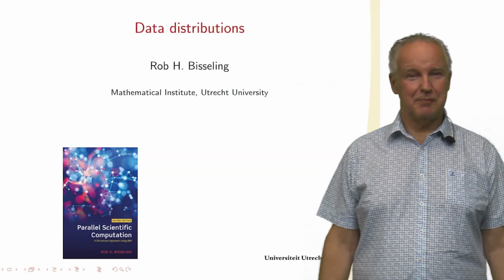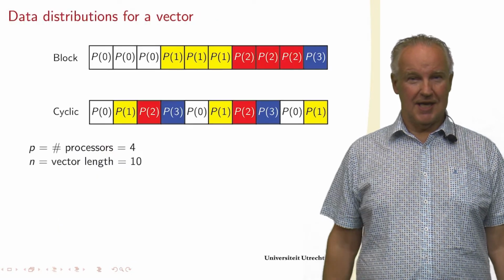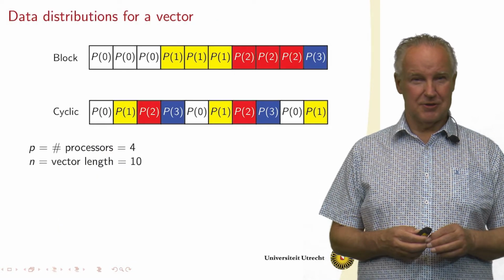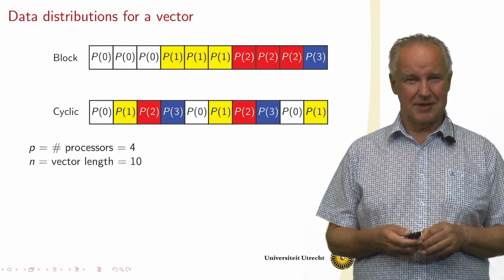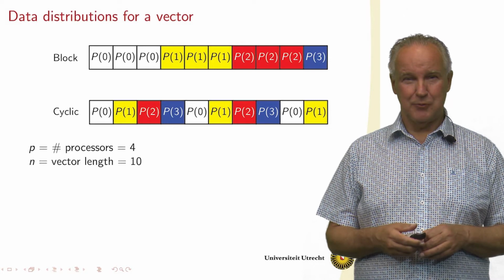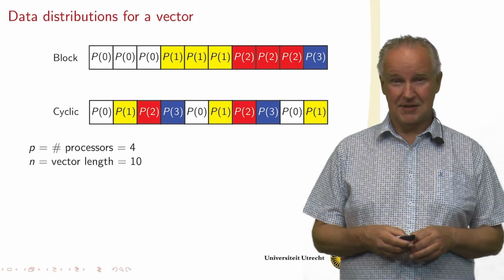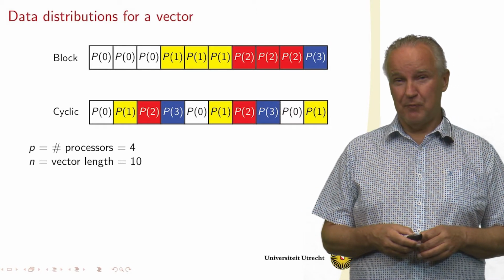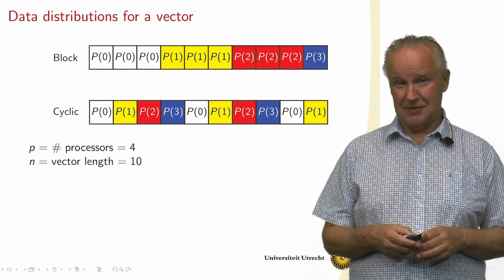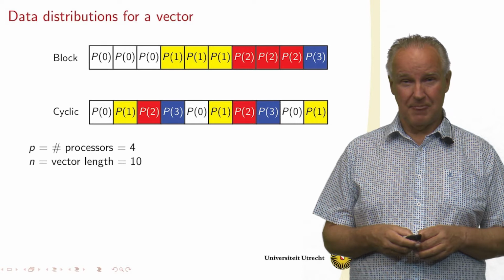In this video, I'm going to explain about data distributions. Here we see a vector with a certain length of 10. And we have four processors. They are denoted by colors: white, yellow, red, and blue. And we have to divide this vector over four processors.